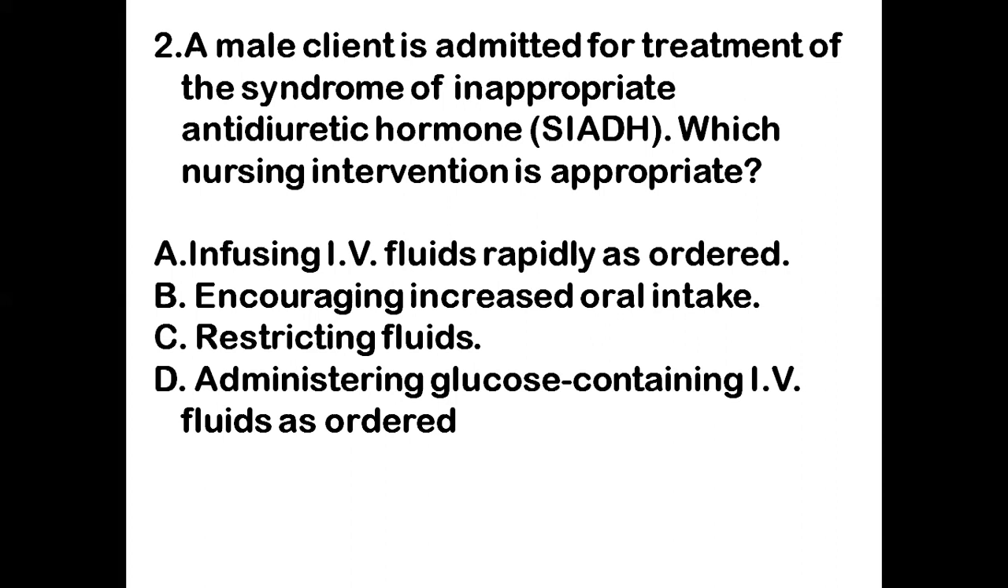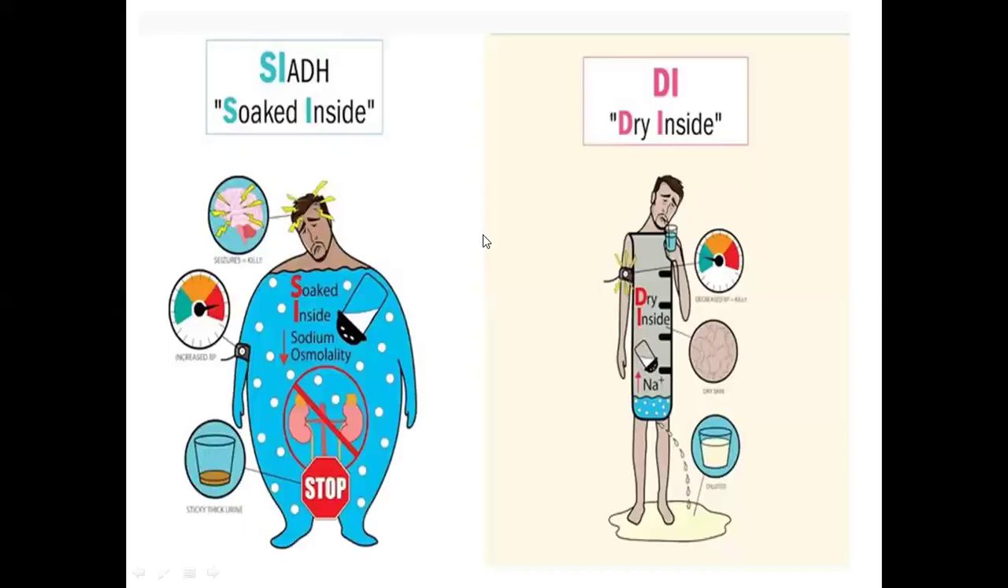Actually, there is a problem in the antidiuretic hormone. Always remember this too, because there are two different conditions: diabetes insipidus and SIADH, the syndrome of inappropriate antidiuretic hormone. These two conditions are opposite. So always remember that in SIADH the body is fully soaked in water. There will be fluid retention, no urination at all, and the whole body will be edematous.